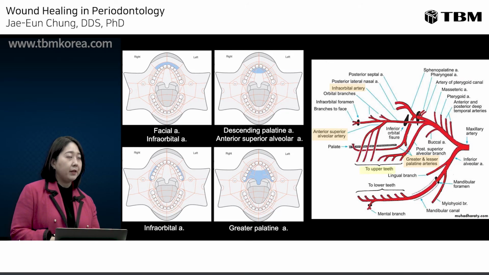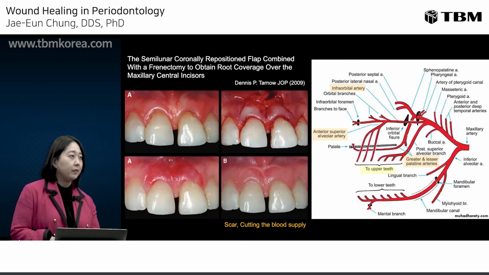In maxillary area, anterior buccal parts get blood from the facial artery and infraorbital artery. So when you make a flap design in maxillary anterior area, especially maxillary buccal area, please confirm the infraorbital artery direction. The infraorbital artery passes like this. So if we cut the blood supply transversely, for example, in semilunar coronally positioned flap surgery, there would be scar because the blood supply was cut. You can check the scar in this picture after healing.